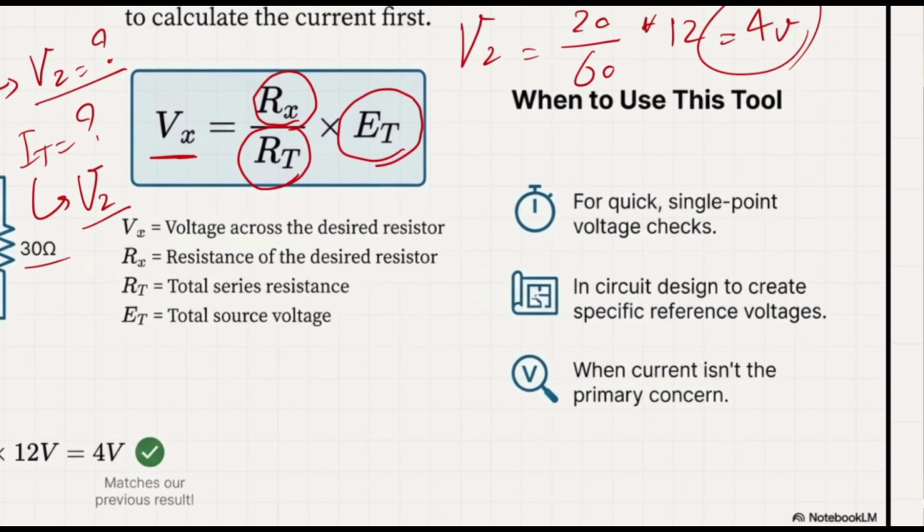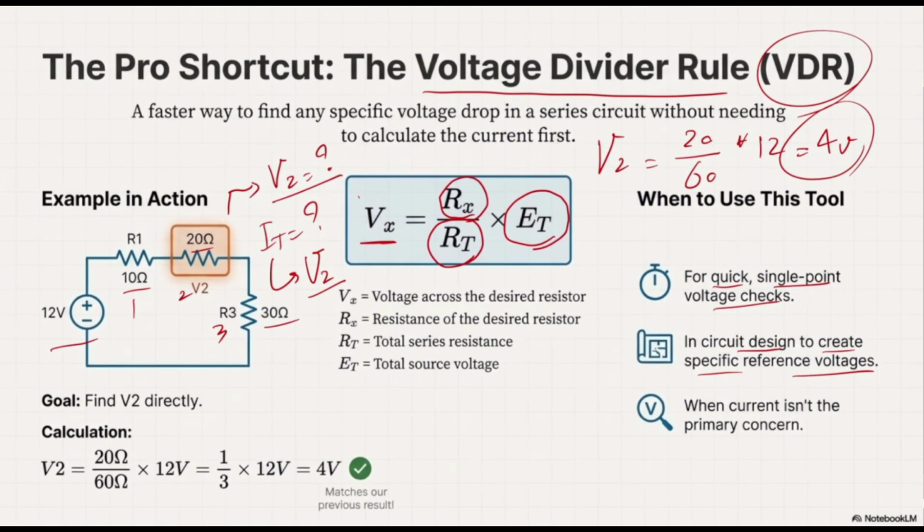When are we going to use this one? If we want to do quick single-point voltage checks, in a circuit designed to create a specific reference voltage. For example, at a point, if they ask you, do we need to have 10 volts of voltage drop for that specific resistor, or you have a load that can only handle 10 volts, based on knowing all of those resistors, you can find the reference voltage. And when current is not a primary concern, as you just saw, the I total wasn't a primary concern, because the only thing the question asked me was how much the voltage drop is. It didn't ask me the current. Yes, it indirectly asked me about that, but why should I find it when I do have a better way?